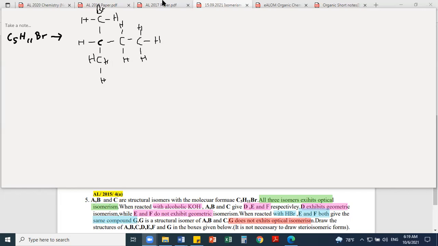Okay, now if you want, properly you can write CH3, C2H5, a hydrogen and CH2Br. Okay, that is one possible structure. Now it's not necessary to expand like this when you draw the structure. This is like a displayed formula.